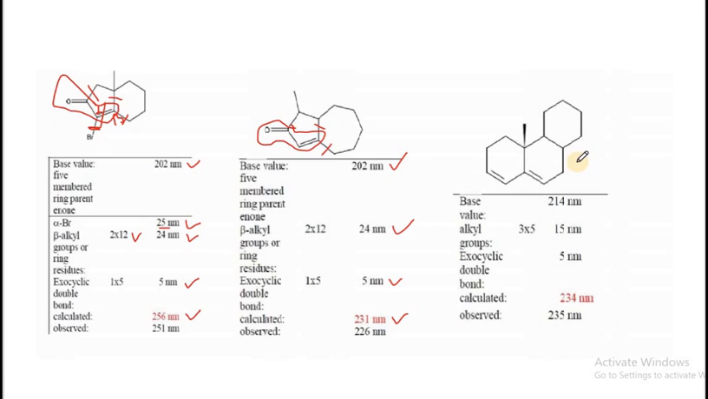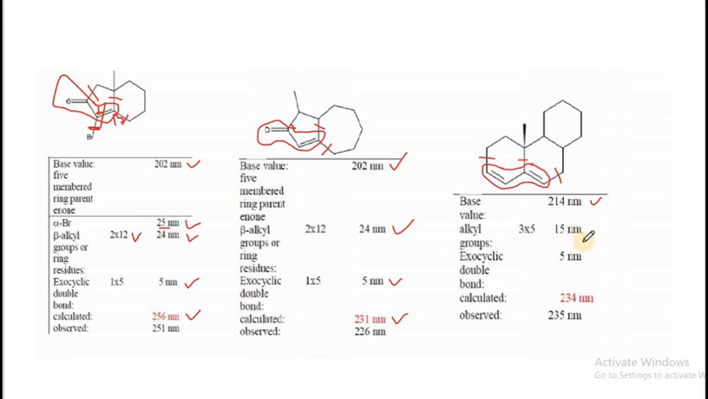And similarly in this example, this is an example of a diene. This is a system, and this is a diene and it is a heteroannular diene. For this the basic value is 214 nanometer. Now to this system we see the sides of the ring attached. One is this, 2 and 3. So 3 sides of rings are present, that is 3 ring residues are present.